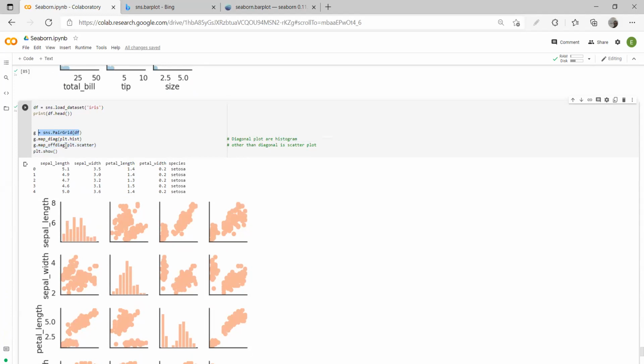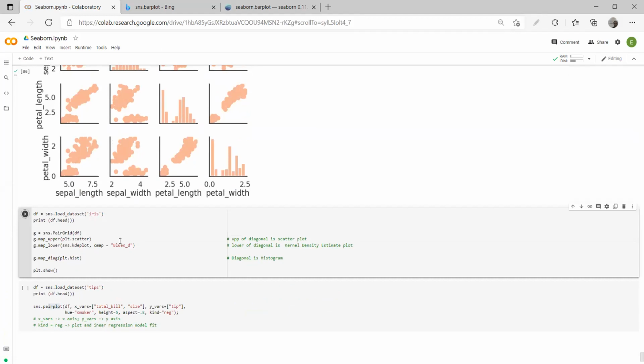First you said that I want a pair grid. Then I said that on the diagonal elements, you want a histogram. And again, off diagonal elements, you want a scatter plot, right? So you can control till this level as well, what you want where. This is an example of it.